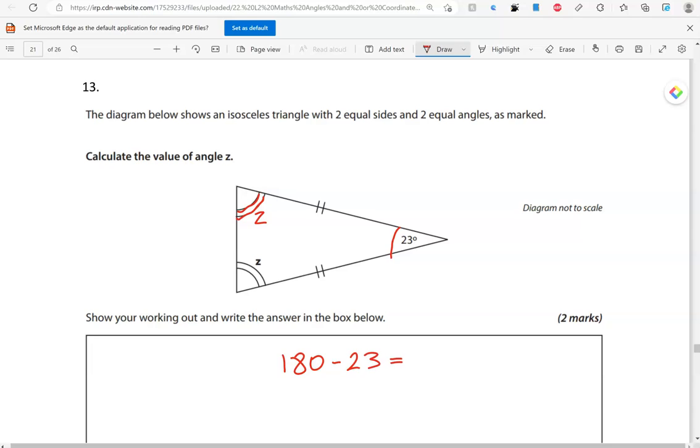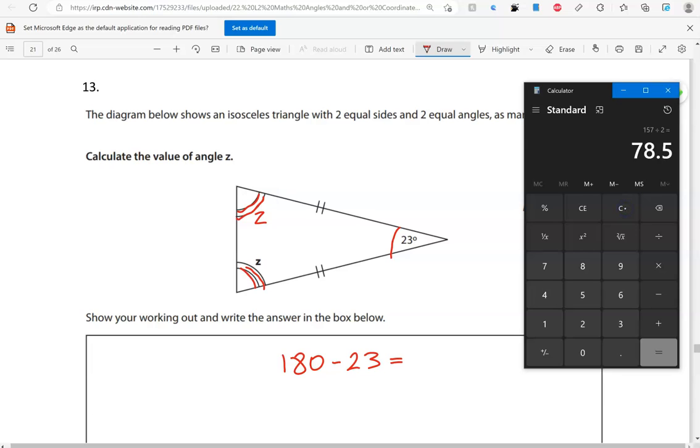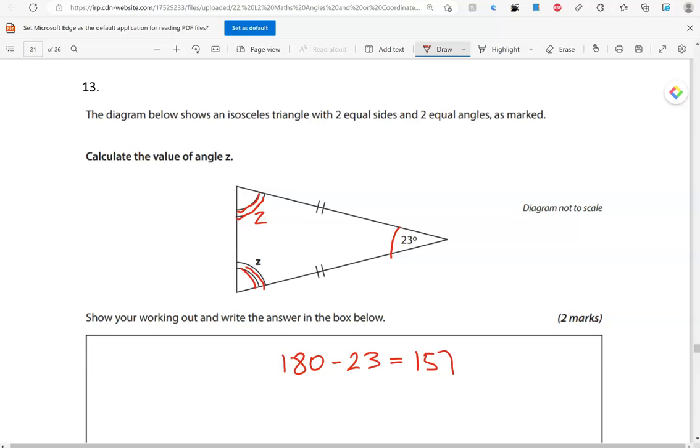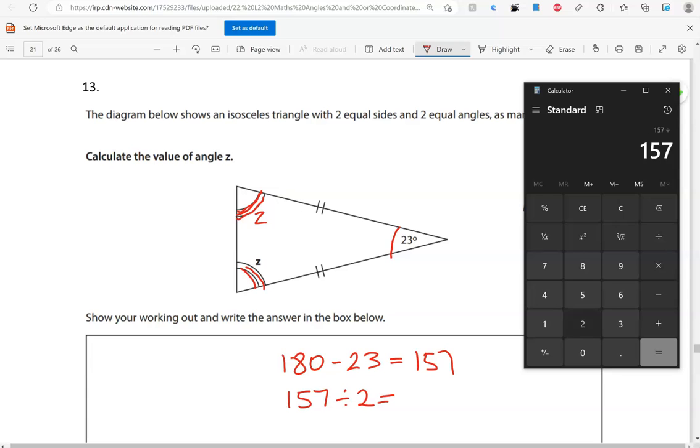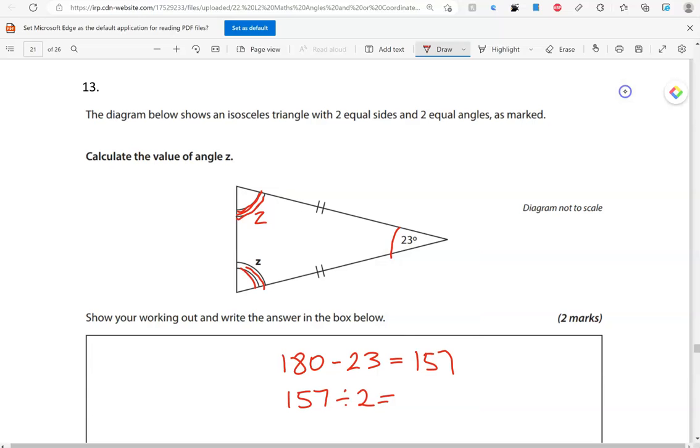And the answer will give us the total of this angle here and Z. So 180 take away 23 gives us 157. So now, as this is the same as Z, I'm going to divide 157 by 2 to give me the size of angle Z, which is 78.5.